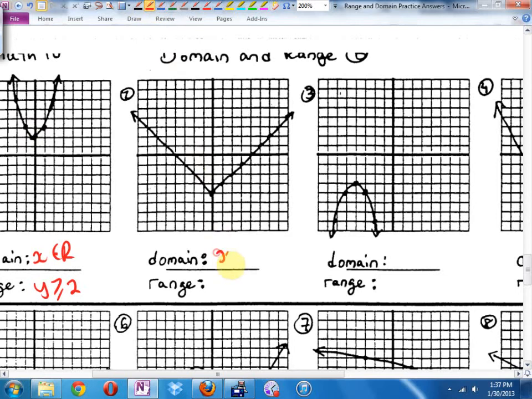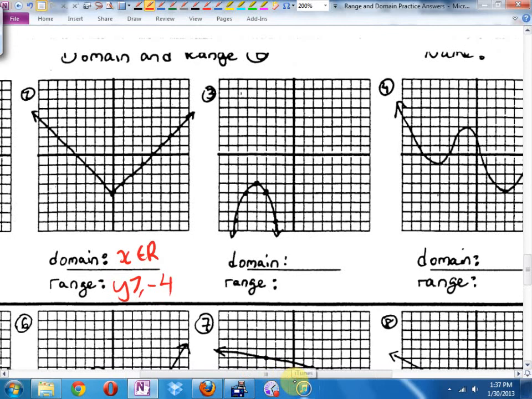Domain. All reals, all the way to the left, all the way to the right, forever and ever and ever. Range, everything above or touching -4. By the way, that graph there is the absolute value graph. What letter does it look like? When you're in grade 11, you learn about the absolute value graph, and you have to come up with some dumb way to remember that it looks like a V shape. I've never come up with a good way. You guys have to come up with something on your own.